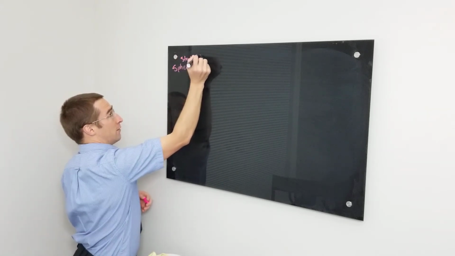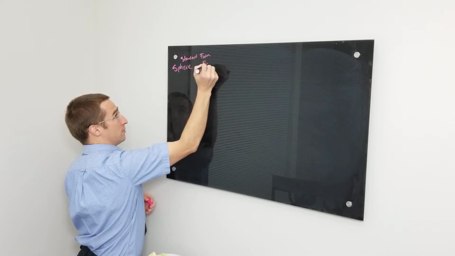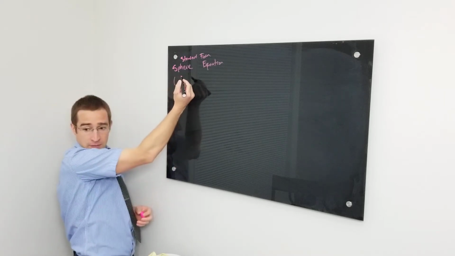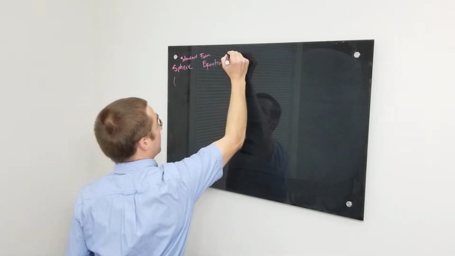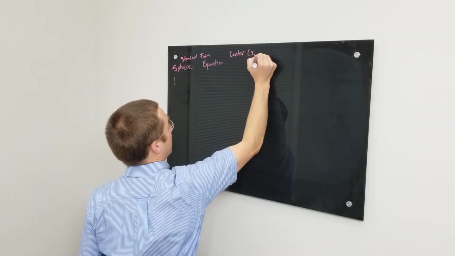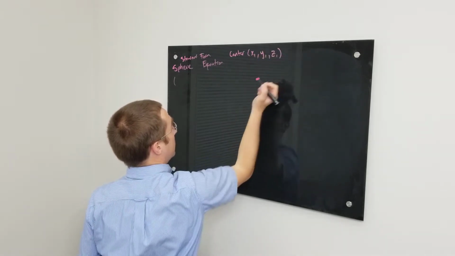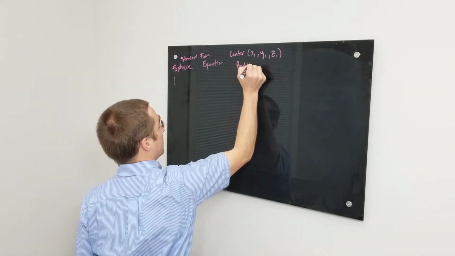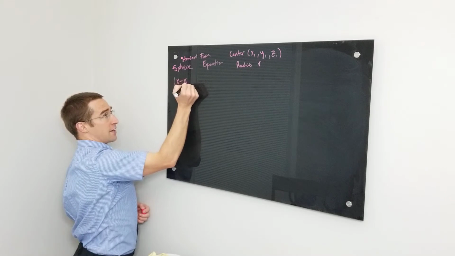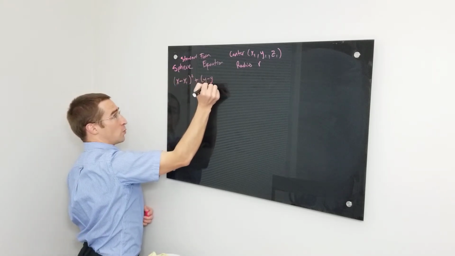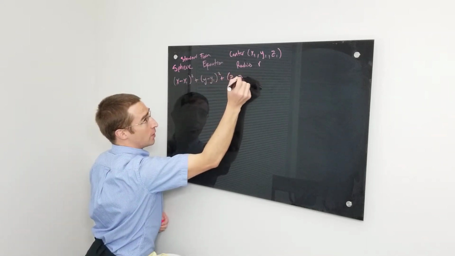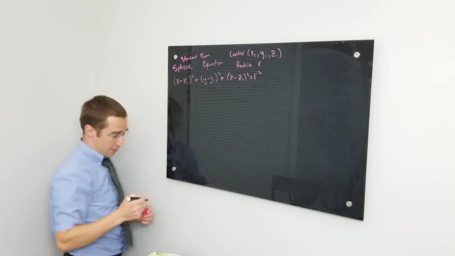The standard form sphere equation is, and here we have a center. We're going to put it at x1, y1, z sub 1, and then we're going to have a radius of r. So it's x minus x1 squared plus y minus y1 squared, just like for a circle, but then plus z minus z1 squared equals r squared.